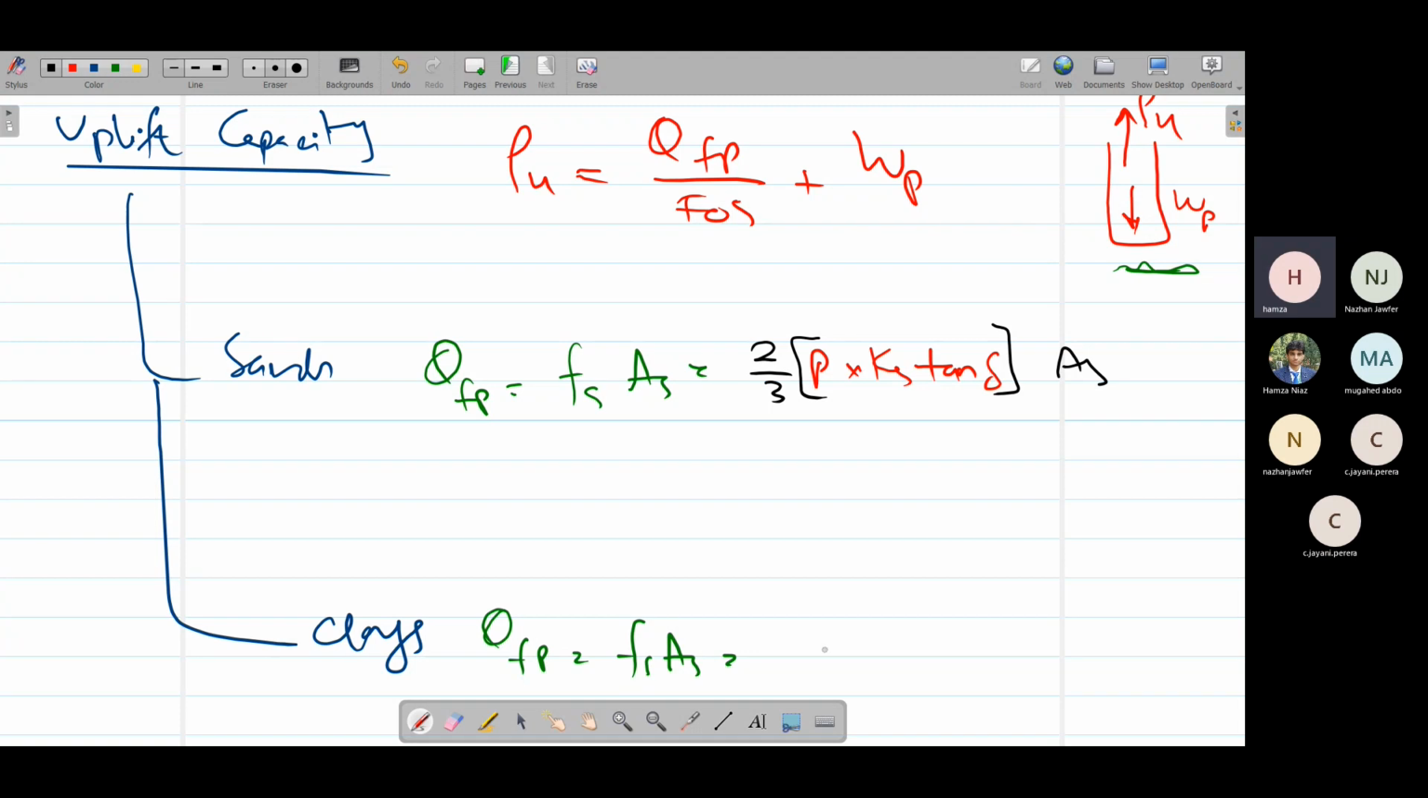In the clay case, the value for pure clay for the downward force was alpha times Cu. So now we are going to use this alpha times Cu, times As, with no factor of safety. So in the clay case here again we use alpha times Cu. Any issue in this? The QFP value is the same. We just have to memorize that in case of sand, it would be 2/3 of the downward one.